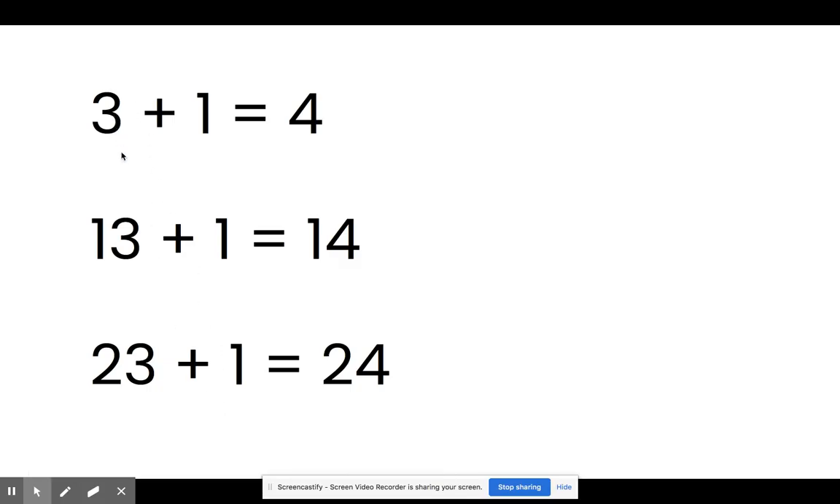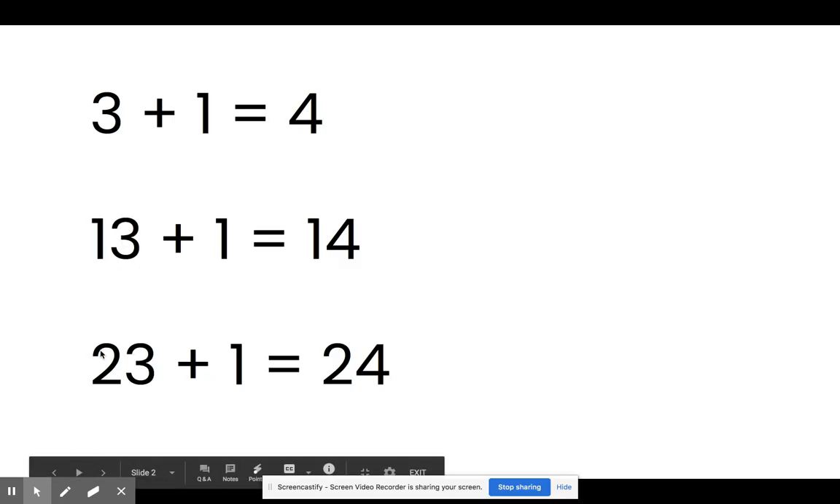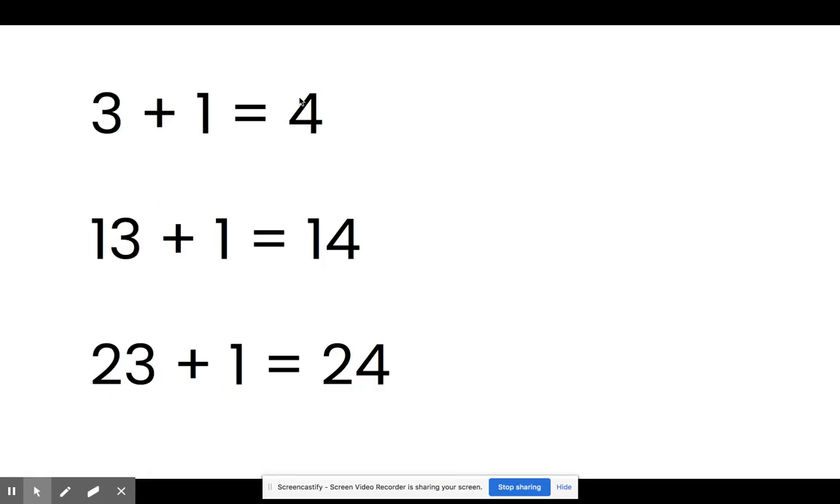Now, if you look over here at the beginning, each time we added a new number sentence, the number we were adding the 1 to went up by 10. So here I had just 3 1s. But here's the number 13. Now I have 1 10 and 3 1s. Here's the number 23. Now I have 2 10s and 3 1s. This is a pattern. And the answers, you can even see that there's a pattern there as well.